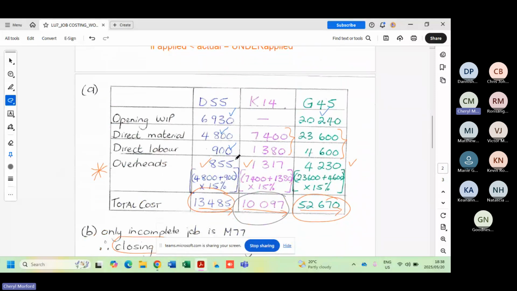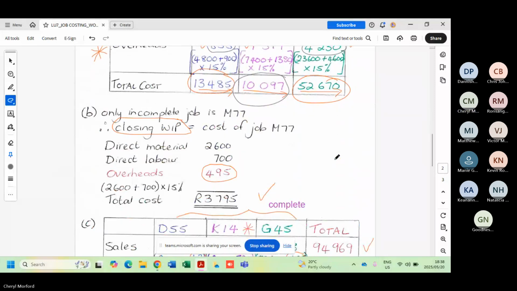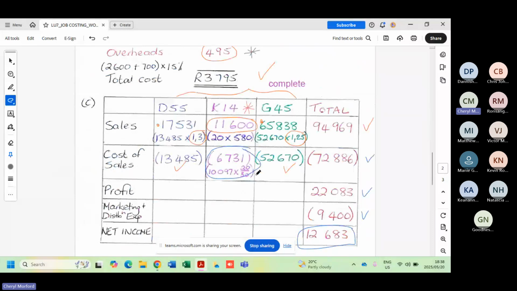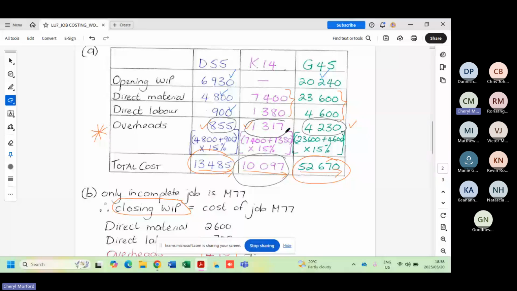Yes. For D, it's 855. For G, it's 4230. For M here, it's 495. And then there's going to be one more, and that is K. Notice here with the K, this is the interesting one.